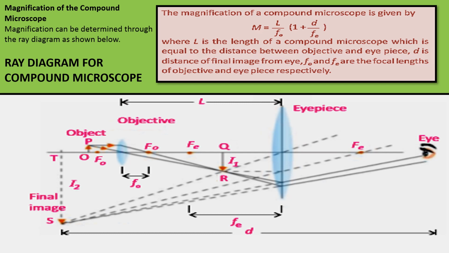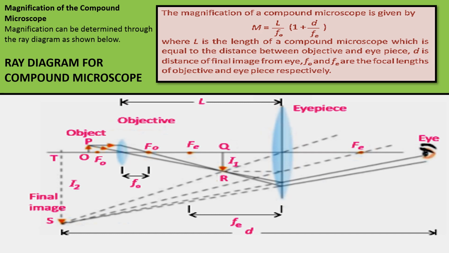A small object OP is placed beyond the focal length of objective, and the image of this object OP is formed within the focal length of eyepiece. This image is an intermediate image represented by I1. This image, which is formed by the objective lens within the focal length of the eyepiece, is serving as an object to the eyepiece.